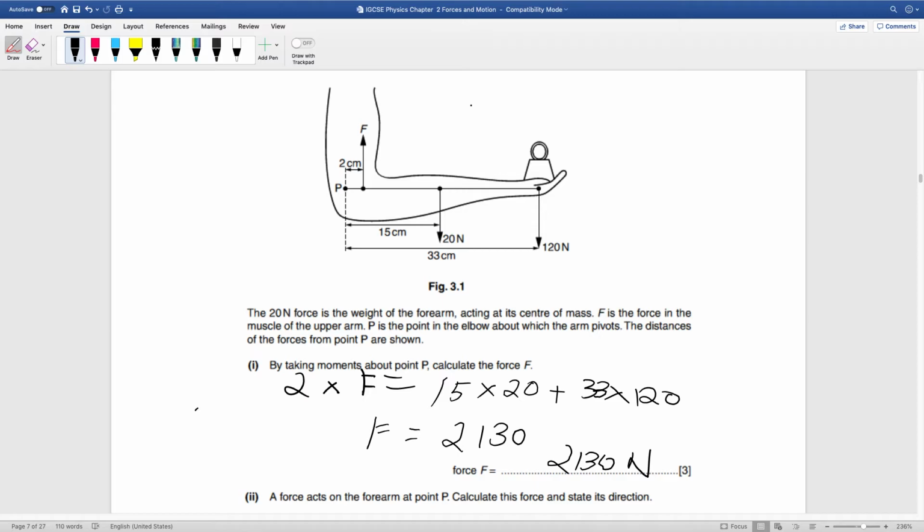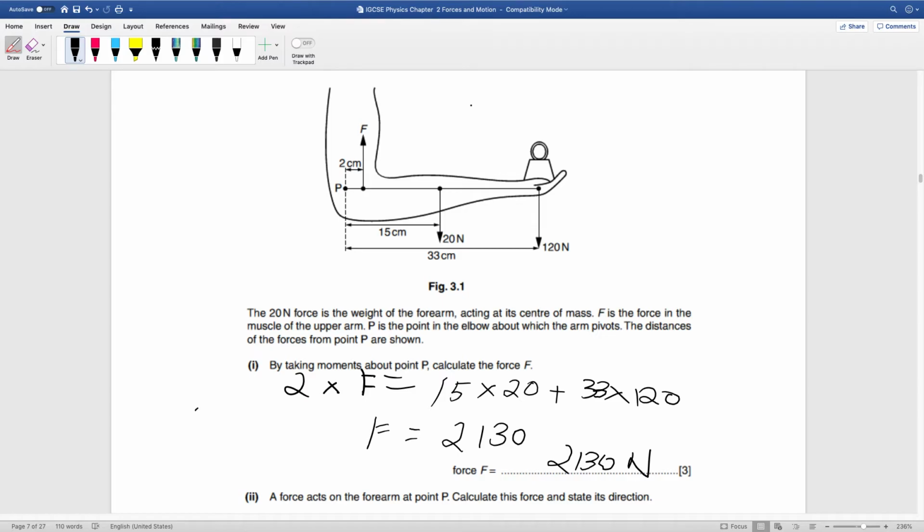The pivot is P. So the distance from here is 15 cm here. The pivot is P. Okay.